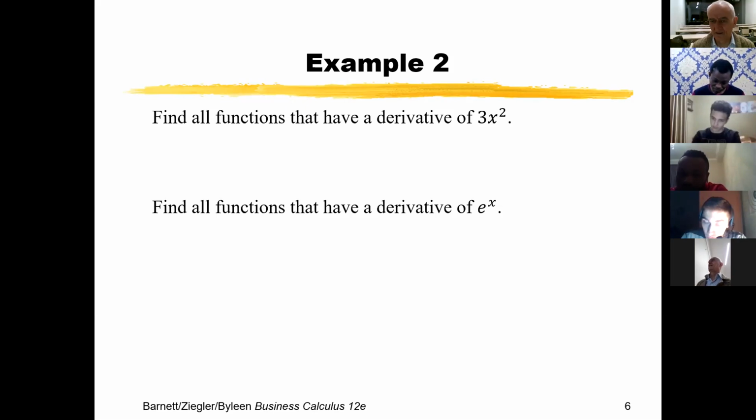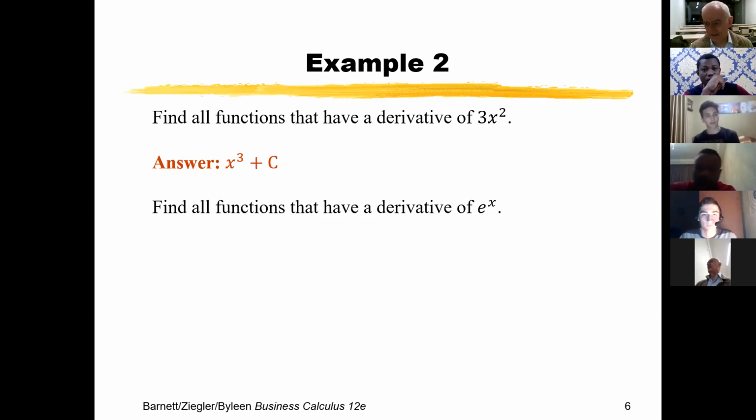It's x cubed, x to the power 3. Yes, x cubed plus c. Yes, c, because c is a constant. And x cubed plus c is also an antiderivative.